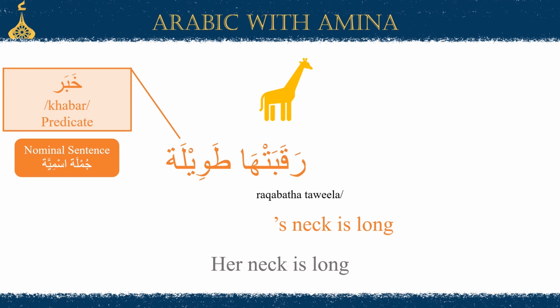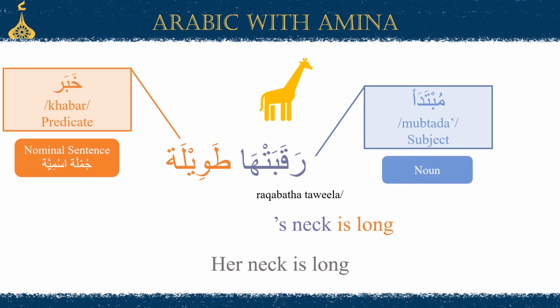Now, if we were to assume that we know what her refers to, this is a complete sentence. And the word neck is a definite noun because it's added to a pronoun. So her neck, or raqabatha, becomes the mubtada or subject. So you can see that this is a complete sentence in itself. And when we say az-zarafa raqabatha tawila, the giraffe's neck is long, is also a complete sentence. So it's like having two sentences within one.